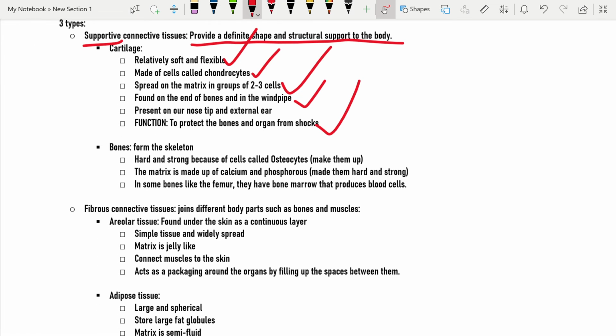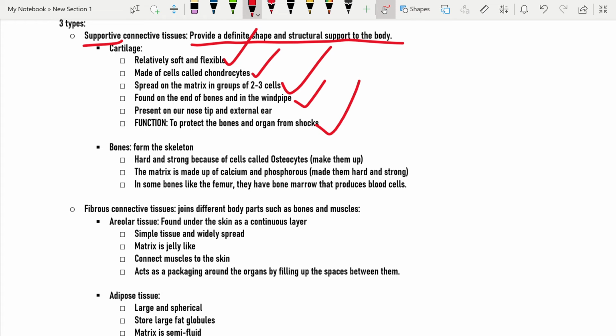Bones form the skeleton. The skeleton is basically a pattern of bones that form the shape of us. Alright? They are hard and strong because of cells called osteocytes, which make them up. So osteocytes come together and they're really hard and strong, and that's what makes up bones. The matrix is made of calcium and phosphorus, which makes them hard and strong. So your mummy might be like, hey, go eat calcium, you need stronger bones. So you understand why she says that. In some bones, like the femur, there might be bone marrow that produces blood cells.